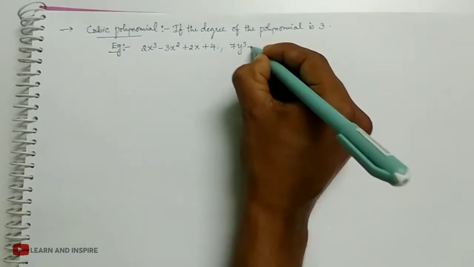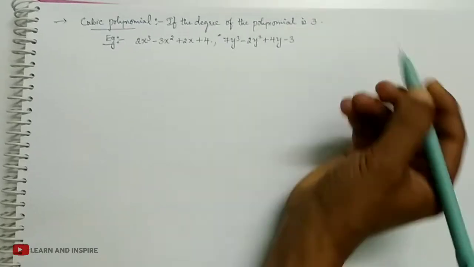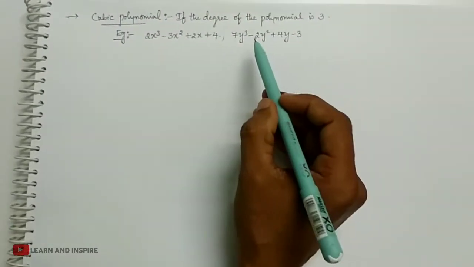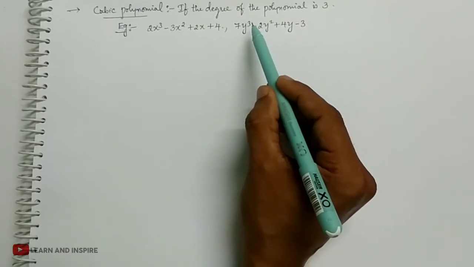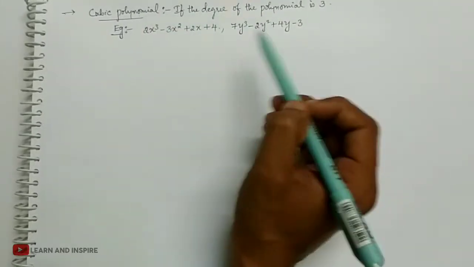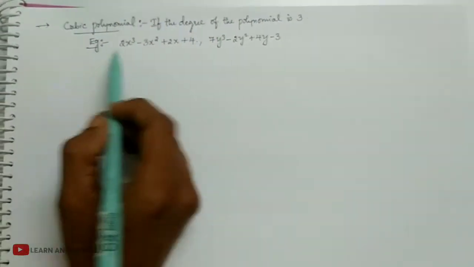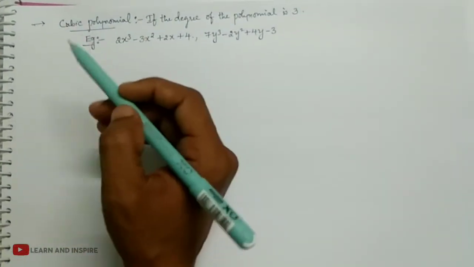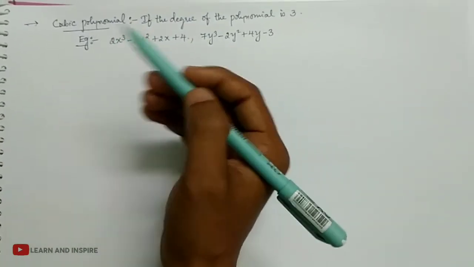7y cube minus 2y square plus 4y minus 3. So this is one more example with variable y of degree 3. The highest degree is 3, so it is a cubic polynomial. Okay, so here are the polynomials based on the degree 0, degree 1, degree 2, degree 3.